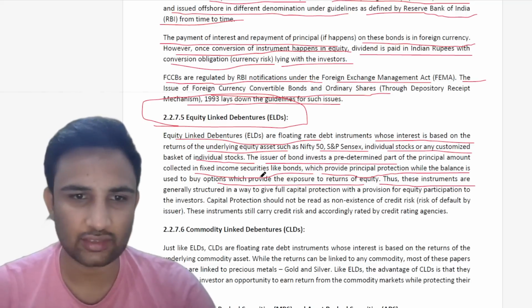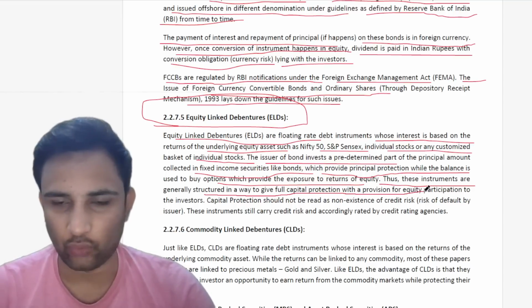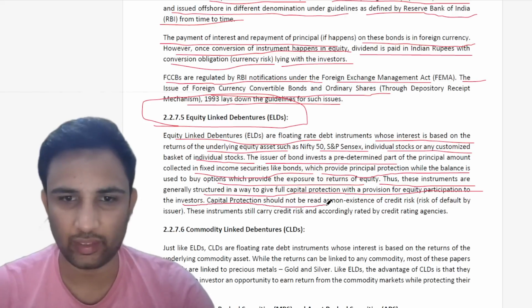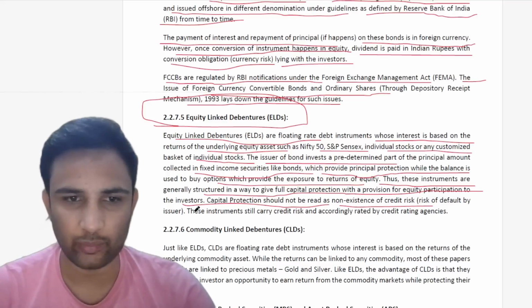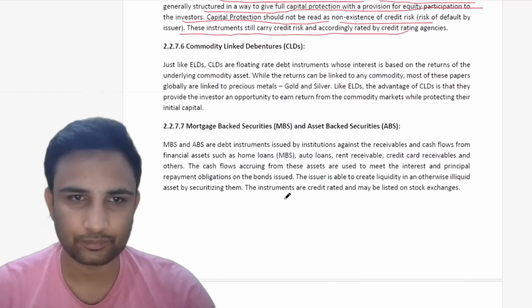Thus, these instruments are generally structured in a way to give full capital protection with a provision for equity participation to the investors. Capital protection should not be read as non-existence of credit risk of default by the issuer. These instruments still carry credit risk and are accordingly rated by credit rating agencies.